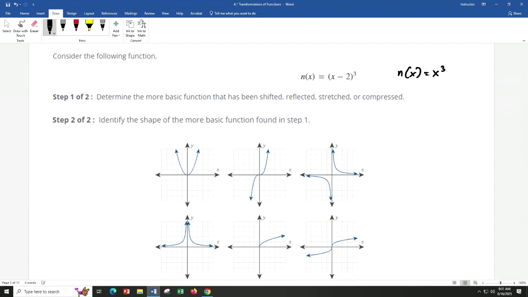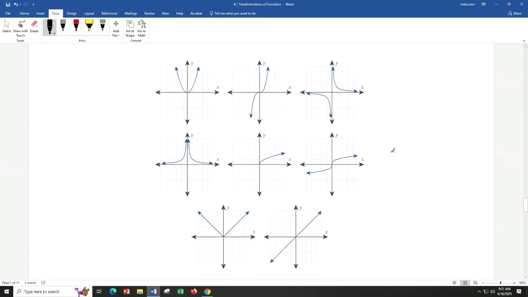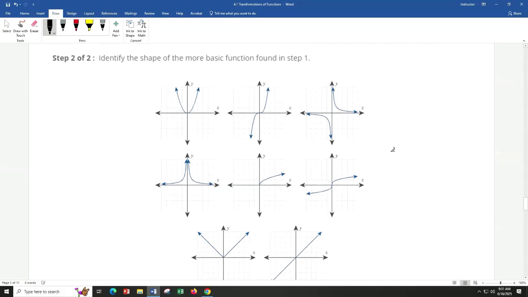Well, now we need to know, what does an x cubed graph look like? Notice it's not asking what it does after what we've done to everything. What does the base function look like? Are you talking about this one right here? Everybody agree with that? That's your guy there. Very good.